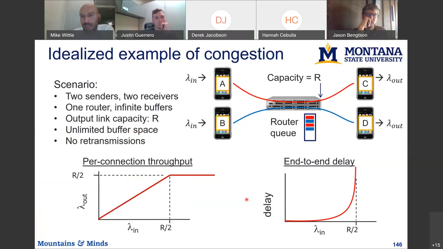The other thing that happens is, because we have unlimited buffer space, as we're increasing Lambda in, the queue at this buffer will start growing. As you're sending more data in than can be carried out over time, the length of this buffer will become infinite. So your queuing delay will become infinite, because a packet going into the queue needs to get past an infinite number of packets to get to the front of the queue and be transmitted. So that's a general idea of how congestion happens, an idealized model of congestion.